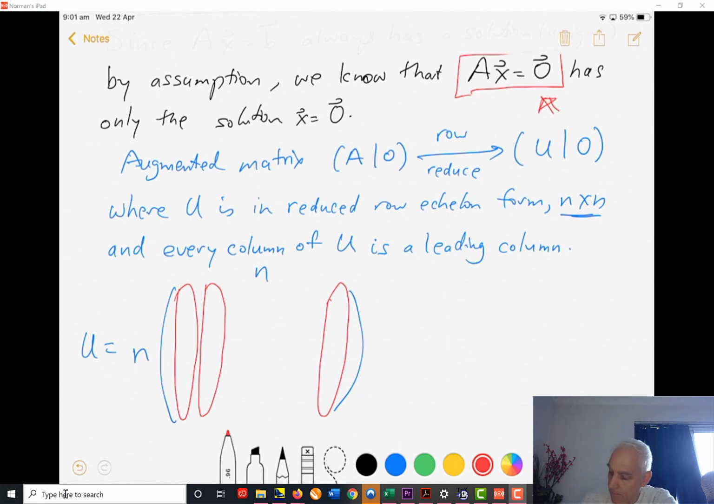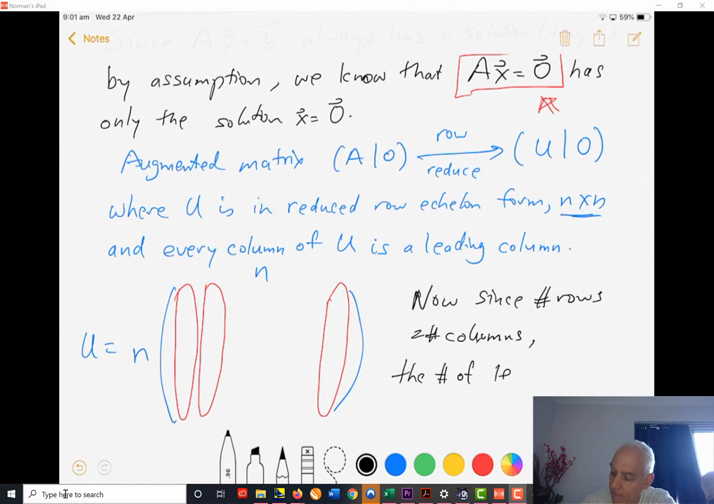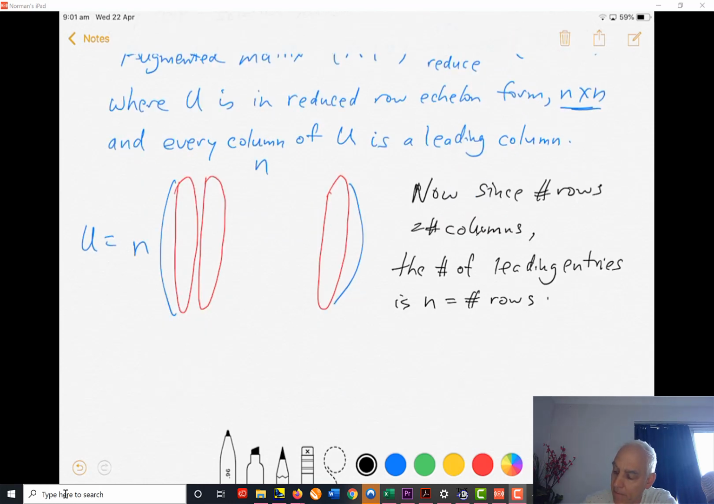Now, since the number of rows equals the number of columns, the total number of leading entries is n, which is also equal to the number of rows. That means that every row is leading. In other words, there are no non-zero rows in this matrix.